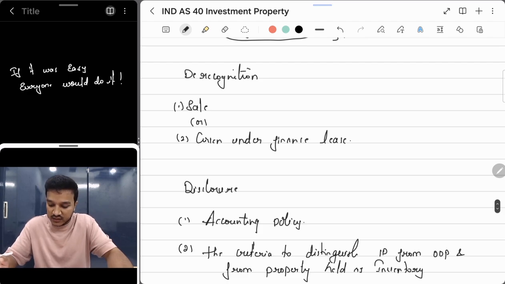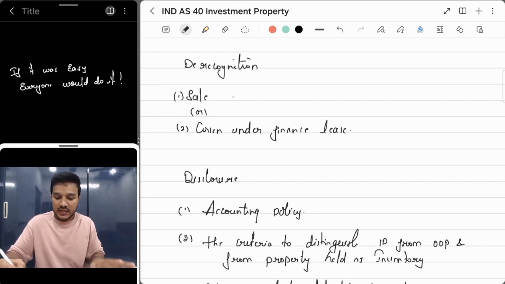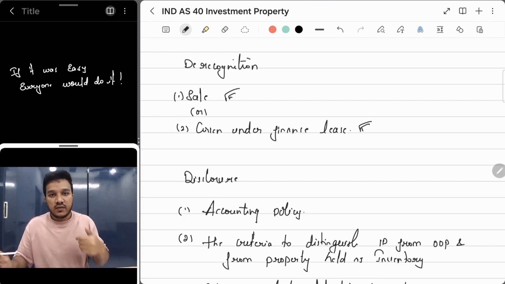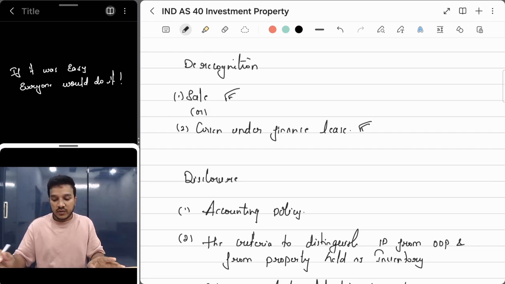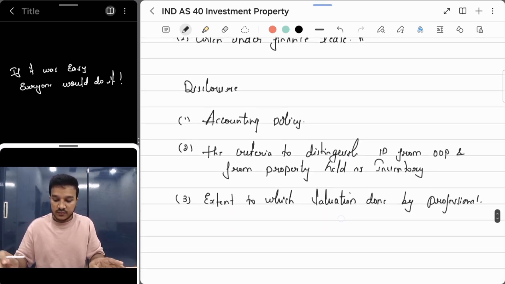And then the last second, I guess, so this is derecognition. You will derecognize an asset only in case of sale or when you have given it on finance lease. When you are selling the asset, you will remove it from your books of accounts, and when you are giving it on finance lease also, you will remove it from your books of accounts, right? So that is the derecognition part.